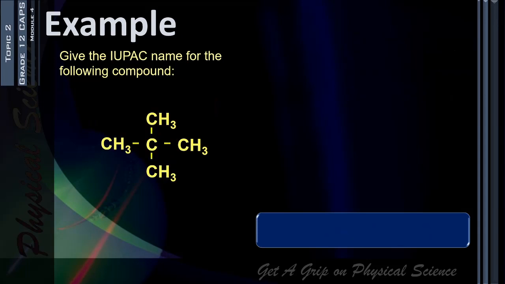Now pause the video and try to write down the name of this molecule before I give you the name. The longest chain is 3 carbons, so the stem name is prop. There are only single bonds between the carbons, so this is an alkane.